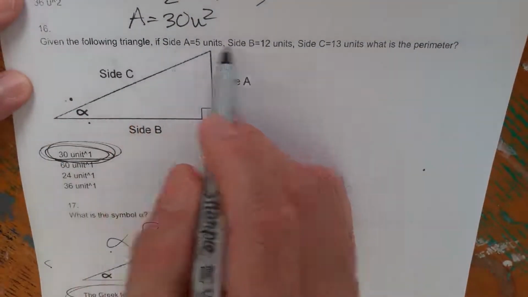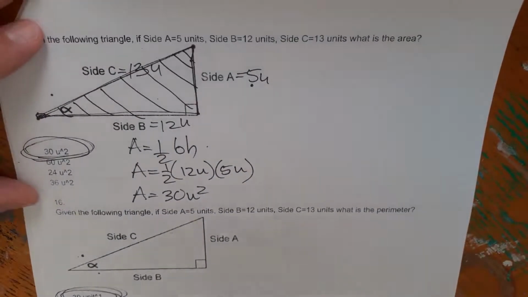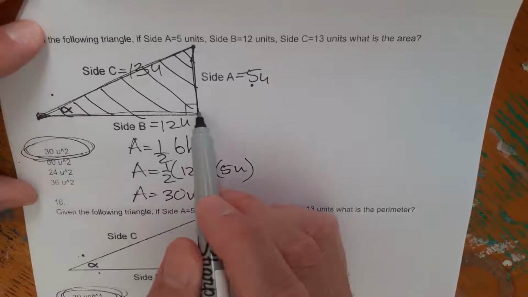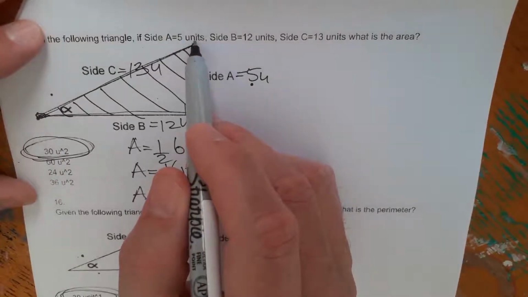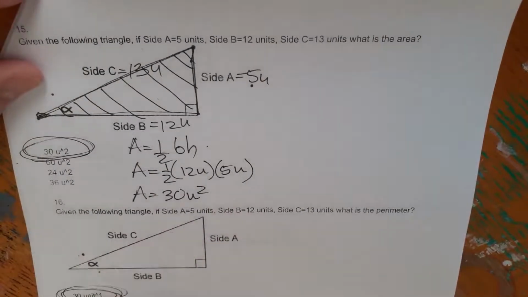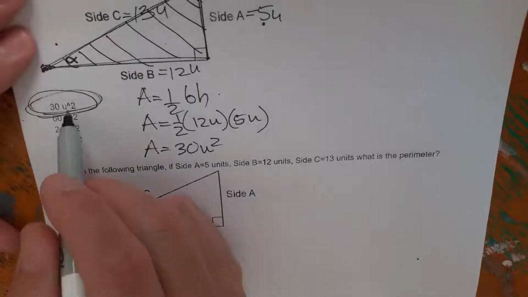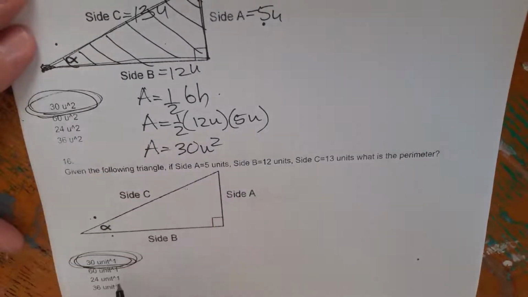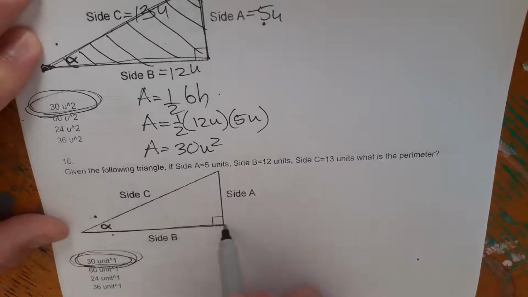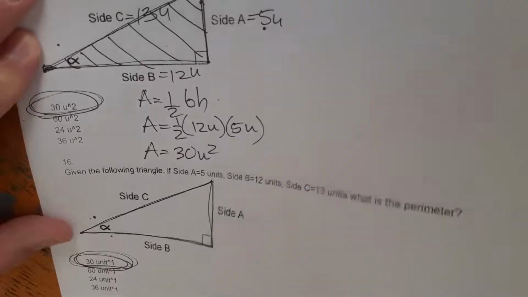Given the following triangle, same dimensions, what's the perimeter? 12 and 5 is 17, plus 13 is 30. Oh, look at that. The area and the perimeter equal the same thing, but notice the 2 different units. This is unit squared because that's an area. This is unit to the power 1 because it's a length. This one goes distance, distance, distance. No squared units in that, because you're just adding up the lengths.